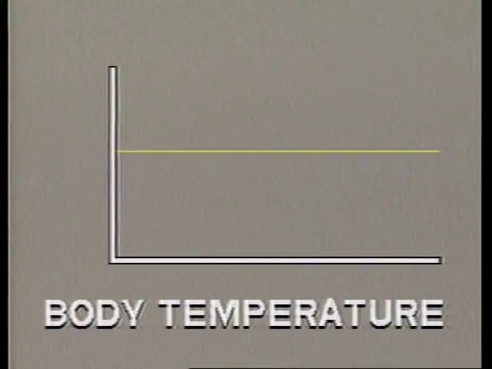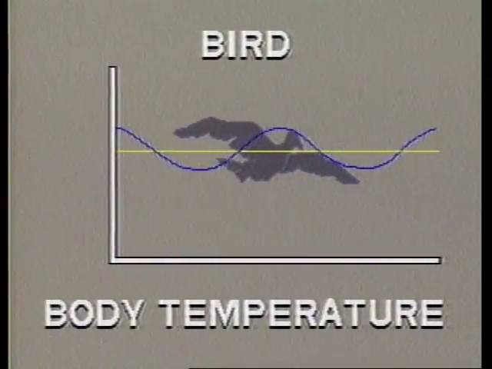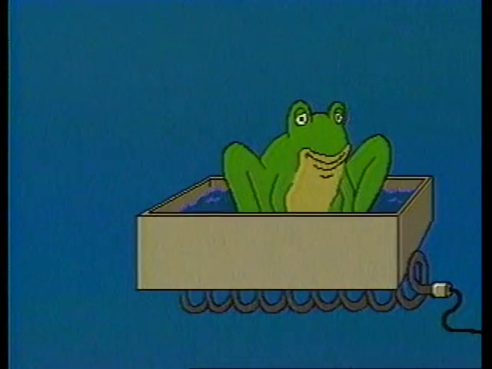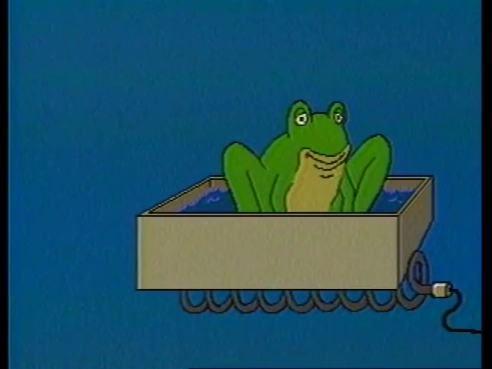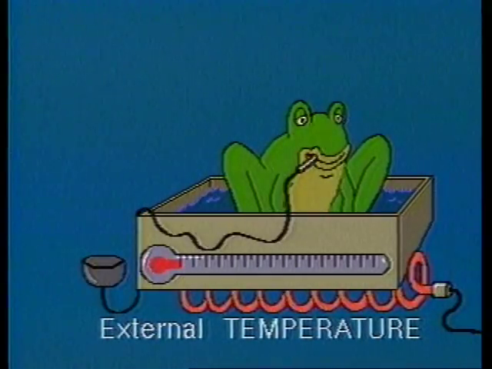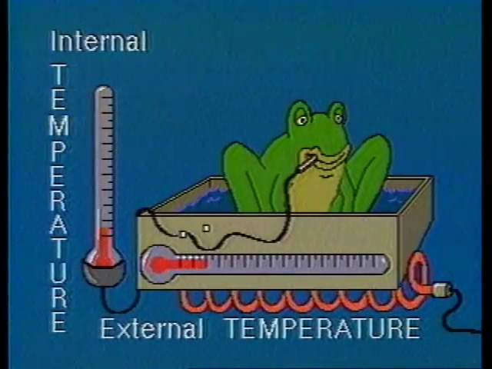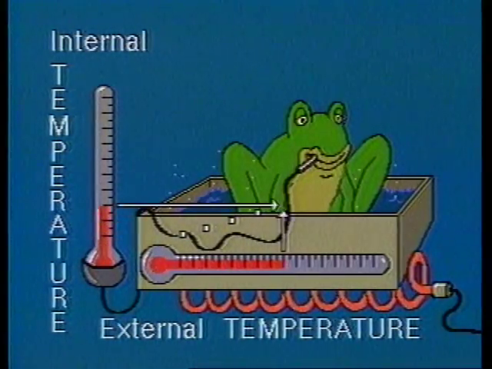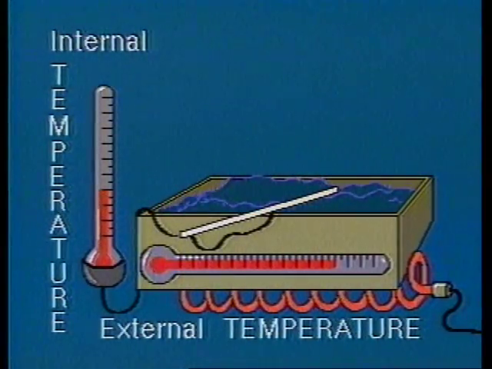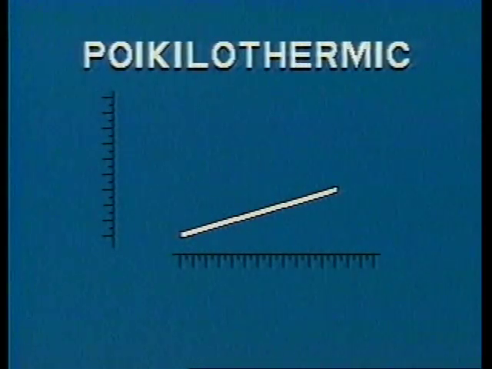Different organisms maintain different set points. Bird temperatures fluctuate about a set point of 42 degrees Celsius. But not all organisms can control their temperatures. As the temperature of the environment rises, the temperature of the frog also rises. A graph comparing the two temperatures looks like this. An organism whose temperature varies with that of the surroundings is called poikilothermic.